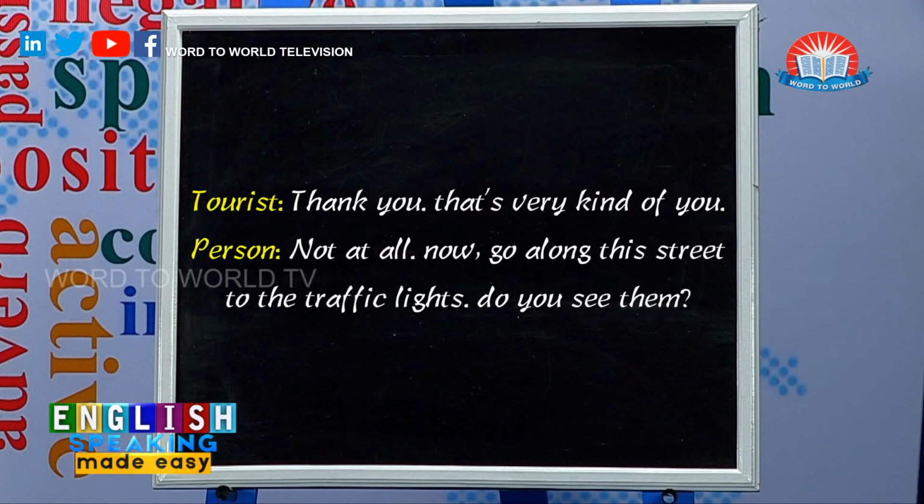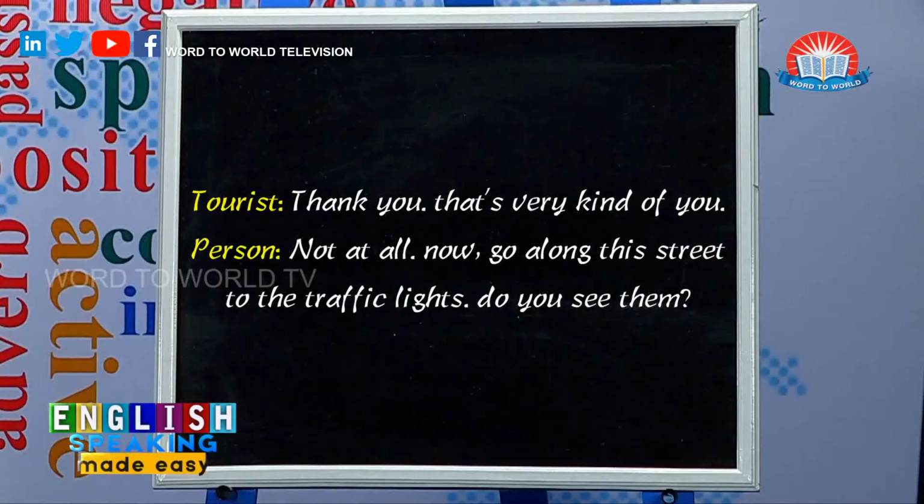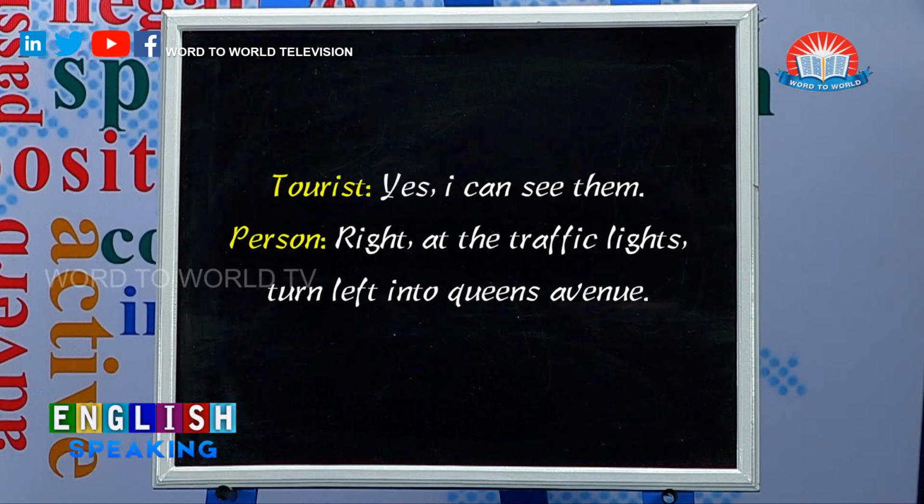And so he says, now look at the directions he is giving. This is what you need to remember from the last episode, the imperative directions he gives. He says, now go along the street to the traffic lights. Do you see them? And the tourist says, yes, I can see them. He says, yeah. Now at the traffic lights, turn right, take a right from there, then turn left into Queen's Avenue.